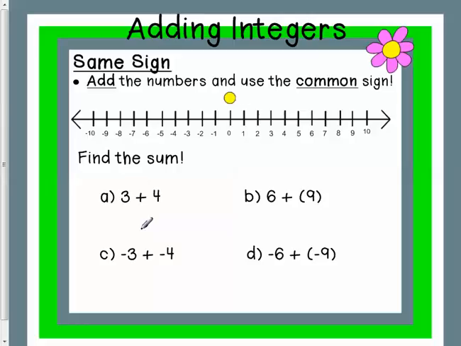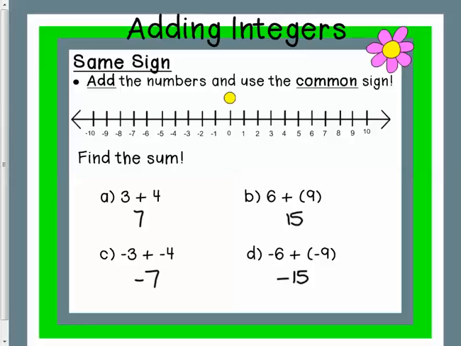3 plus 4, same sign, keep and add, so we get 7. 6 plus 9 is 15. A negative 3 plus a negative 4, add the numbers, use the common sign. 6 plus 9 is still 15, but use the common sign.